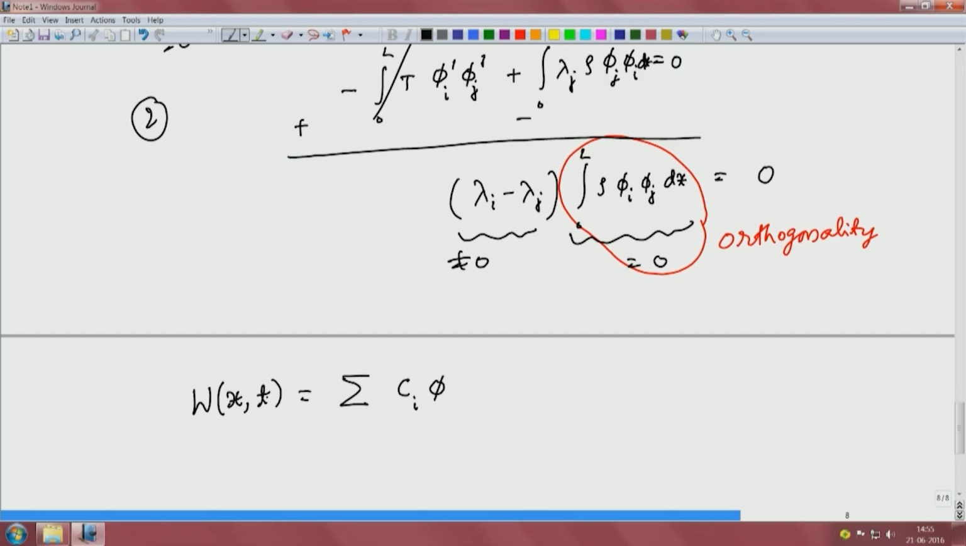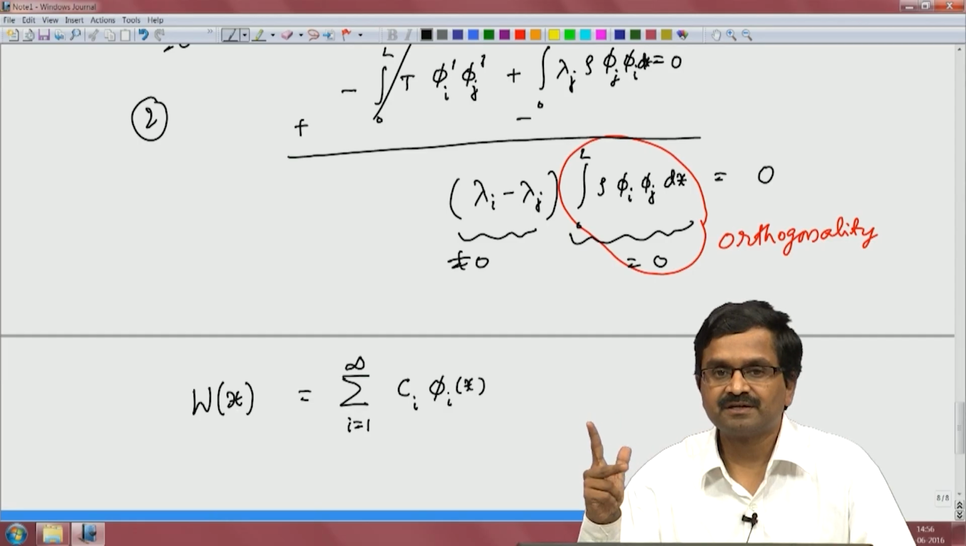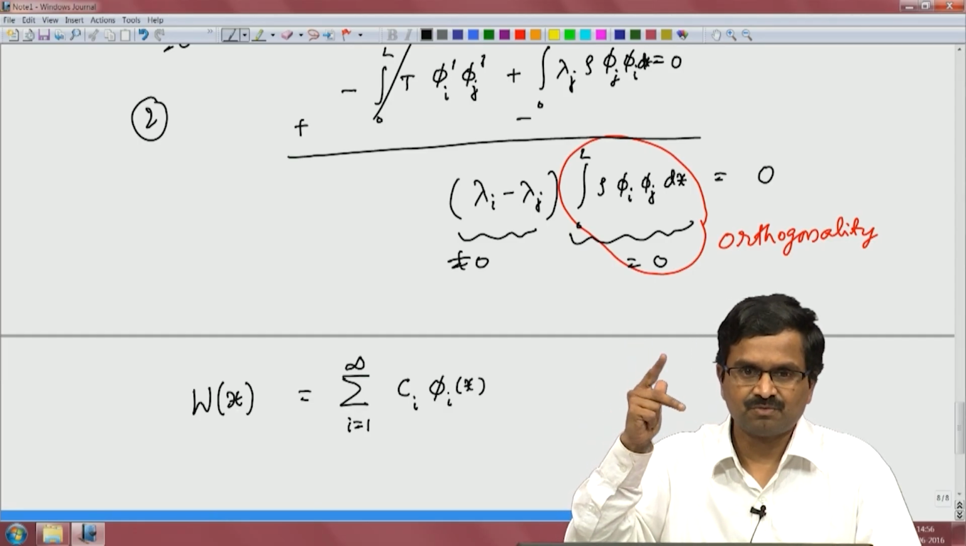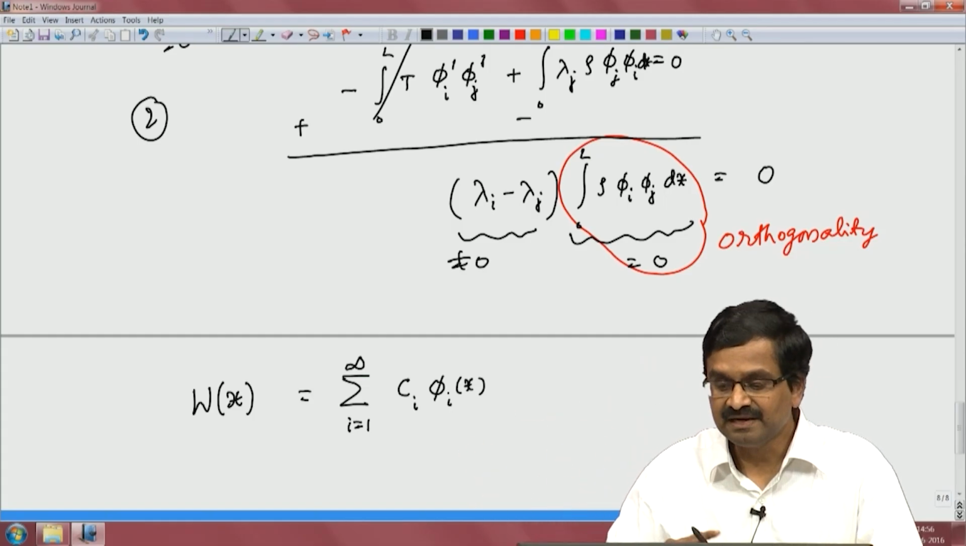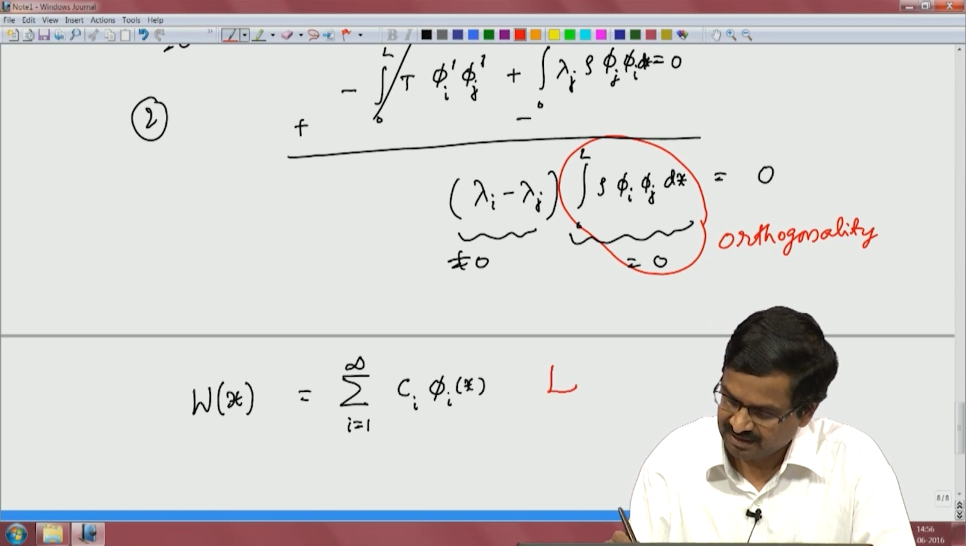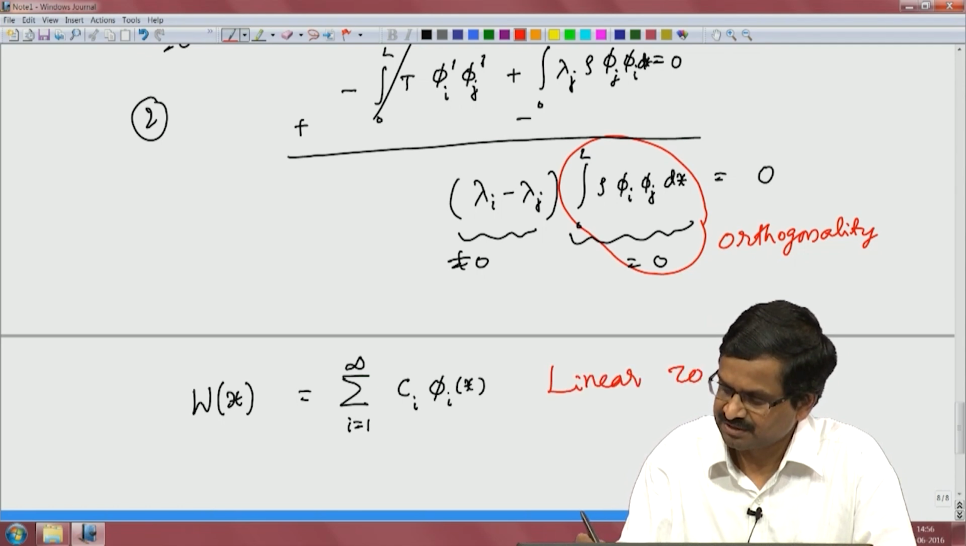In fact, I do not have to first say time, let us just stick to space for now. W of x is phi I of x C I, that can be q I, function of time we can do, but let us stick to just C I right now, 1 to infinity. Okay. That is because in vector calculus, if you have x, y, z orthogonal coordinate system, any vector can be expressed as a component of x, y and z, right. Similarly, here we have orthogonal functions by taking a linear combination, that is what we call it, linear combination.